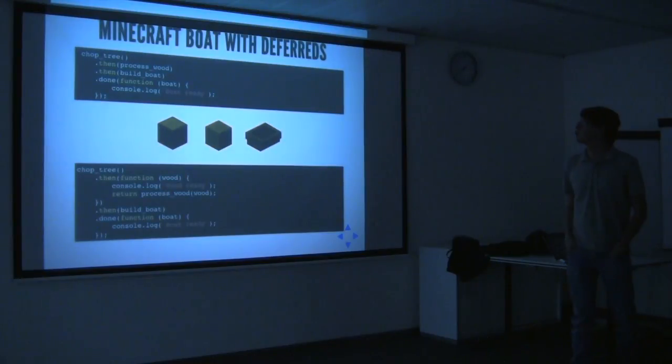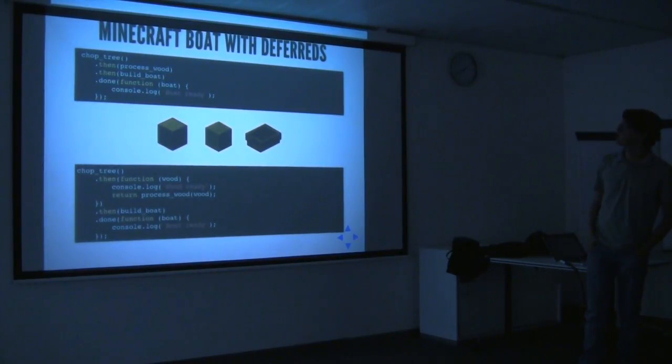Now let's see how to do our example of making a boat in Minecraft with deferreds. We call the initial function that returns a deferred object, which has this then method, which accepts maybe a filter or another function that returns a deferred, in this case process wood, and then you can repeat the process. So here we call the three things sequentially.